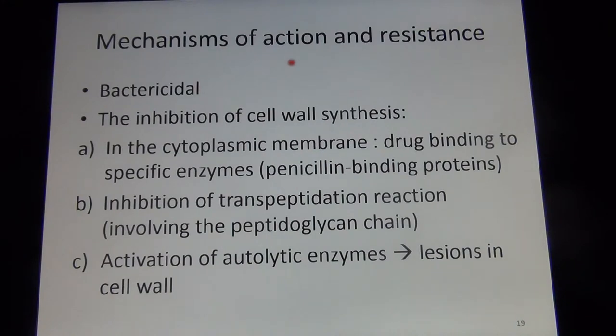So what is the mechanism of action and resistance of penicillin? As we all know, penicillins are bactericidal; they kill the bacteria. How do they inhibit cell wall synthesis? At the cytoplasmic membrane, the penicillin will bind to specific enzymes called penicillin-binding proteins. This will lead to inhibition of the transpeptidation reaction, which involves the peptidoglycan chain in the cell wall of the bacteria. They will also activate autolytic enzymes, which will cause lesions in the cell wall, killing the bacteria.